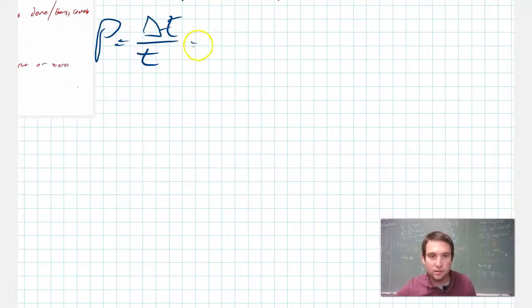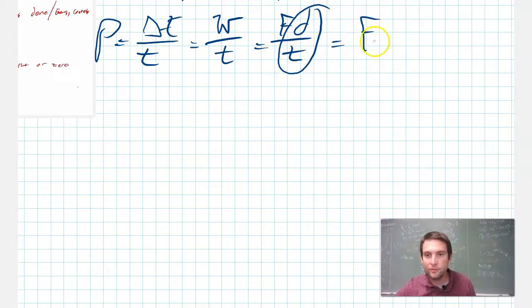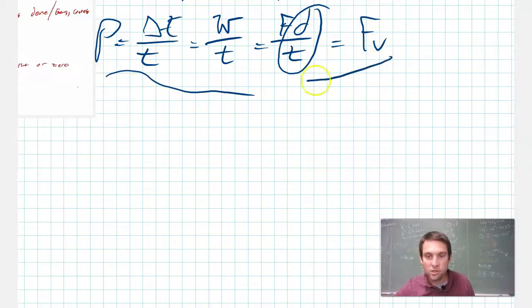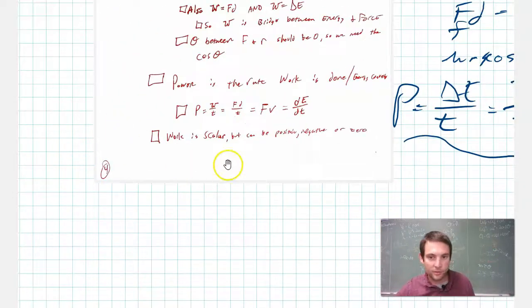Change in energy is work. Work also equals force times distance over time. And what is distance over time? Force times velocity. All of these are measured in the unit watts, or capital W, as the unit. Not to be confused with work, where we use capital W for a symbol.